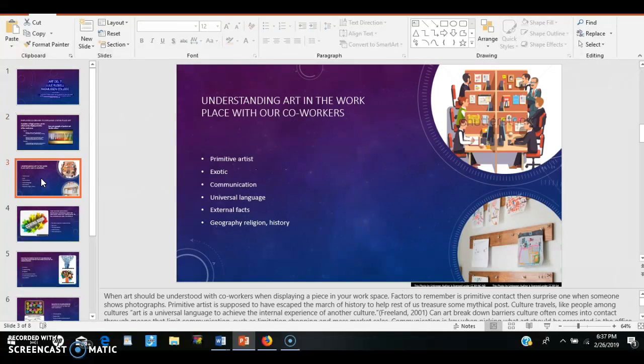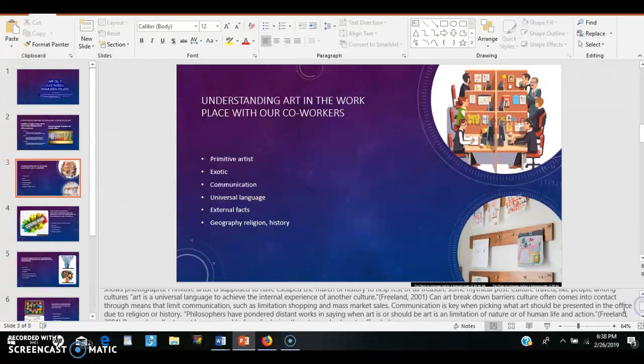Understanding art in the workplace with our coworkers. Art should be understood with coworkers when displaying a piece in your workspace. Factors to remember are the permanent contact with surprise, one with someone showing photographs. Primitive artists are supposed to have an escape to the march of history, to help rest up for treasures, some mythical past. Culture travels like people among cultures. Art is a universal language to achieve the internal experience of other cultures.